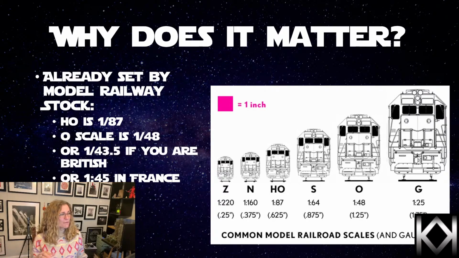And then if you're in France, apparently Google says it's 1:45. So suddenly the things that I thought were really common, like O scale, aren't common. They're actually different depending on country. And the only saving grace is you rarely run British, French and American trains all on the same layout, because quite frankly, they don't mix in real life. So you don't put them on there. But there we go.